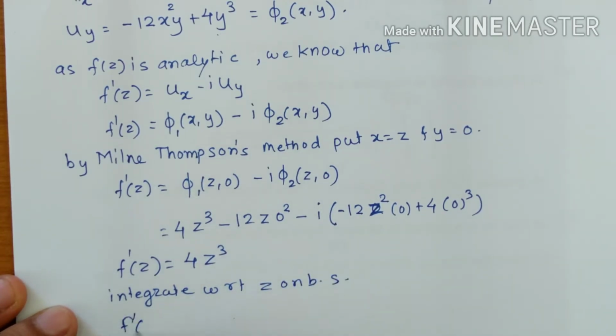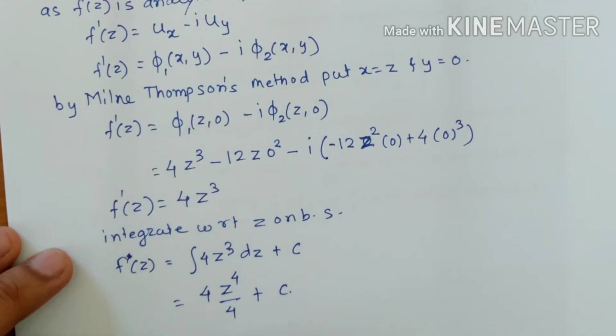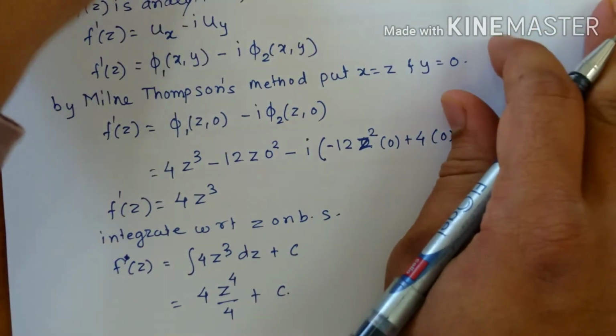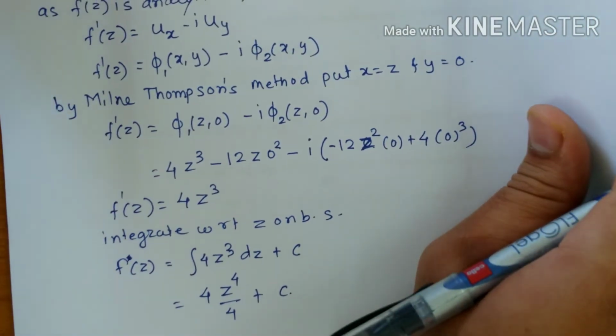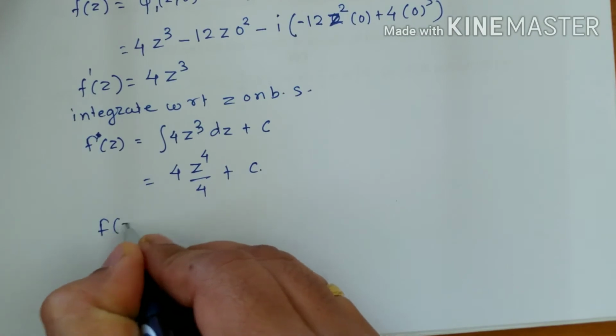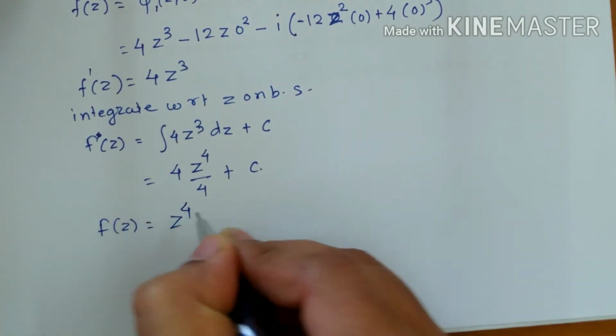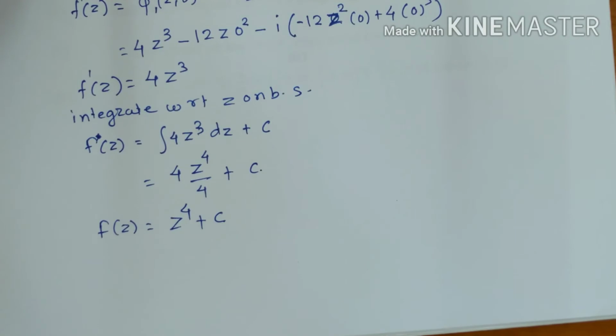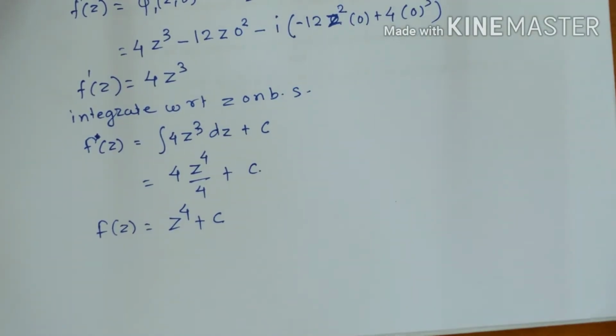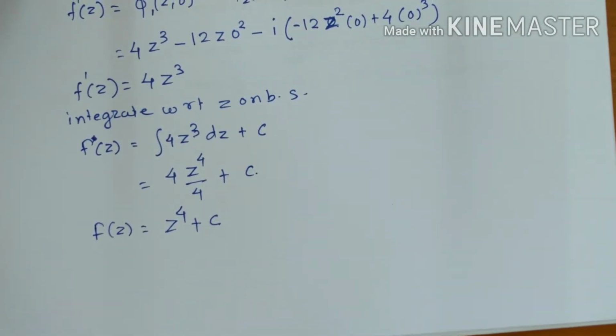Therefore after integrating we get f of z is equal to integration of 4z cube dz plus c, which is nothing but 4z raised to 4 upon 4 plus c. Therefore, the expected analytic function f of z is equal to z raised to 4 plus c. Okay, so this is how one can calculate the analytic function corresponding to the given u.